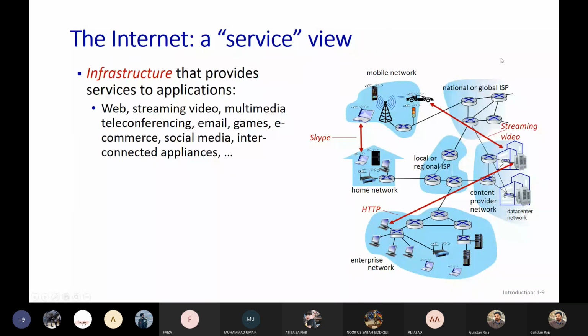Now let's have a look at the internet service view. Here is the same diagram which we are using. Infrastructure is required. What is infrastructure? There are various applications which are running on the internet, for instance Skype, email, video, web streaming, multimedia, and telephony.